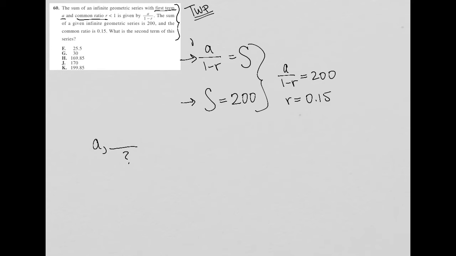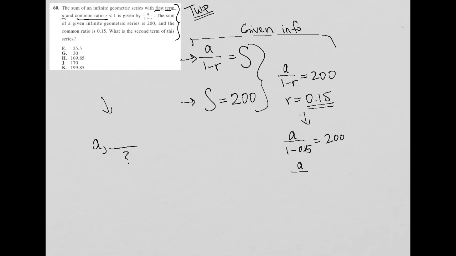Okay, so here is everything that's been given to me. So here's the given info. And here's the question, right? Like this is what I'm trying to find. So let's simplify the given information. So I know that R is equal to 0.15. So that means I could rewrite this as A divided by 1 minus 0.15 is equal to 200. Simplifying that further, 1 minus 0.15 is 0.85.